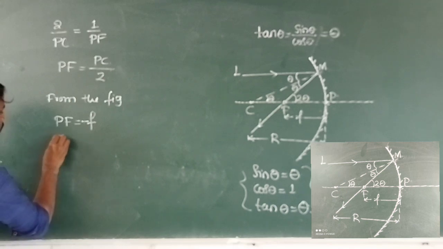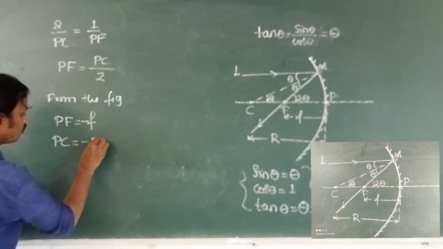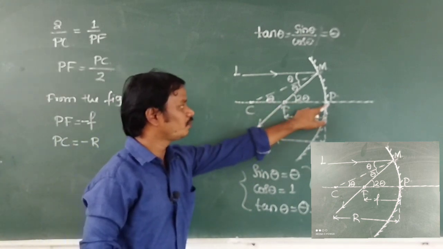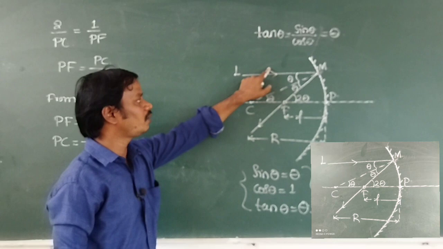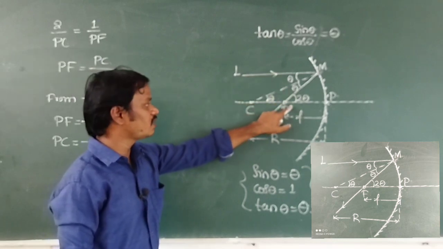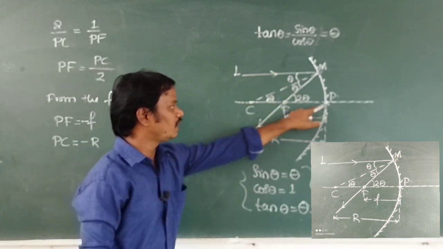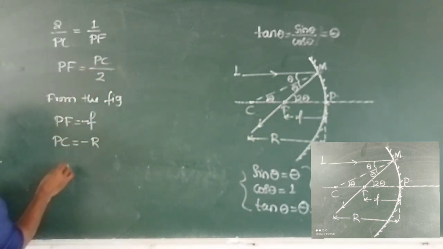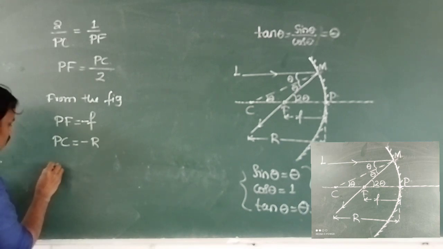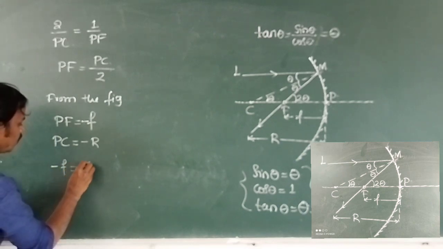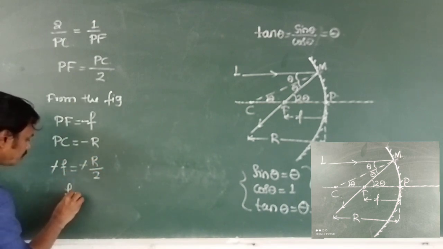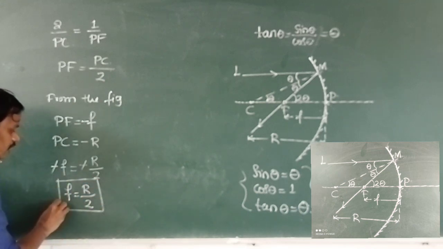And what about PC? PC is minus r, because the distance of C from the pole is measured in the opposite direction of the incident light. So that is why this distance is taken as negative. Then substituting these two in this equation, minus of f is equal to minus of r by 2. Then minus minus gets cancelled, so f is equal to r by 2. This is the relation between focal length and radius of curvature.